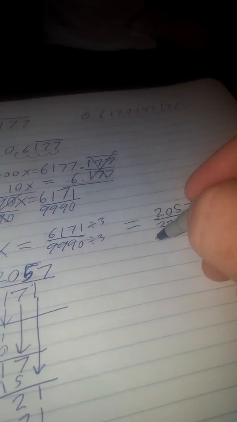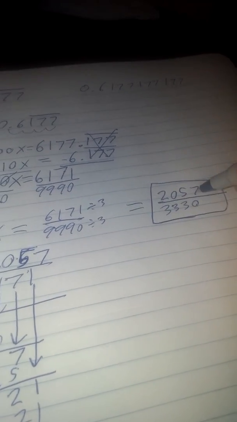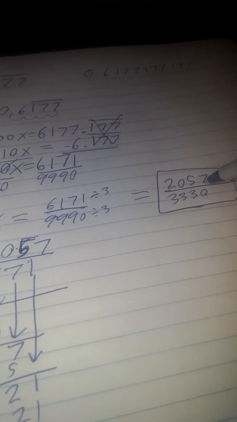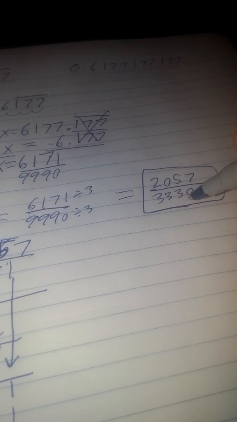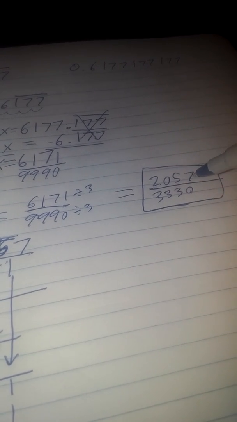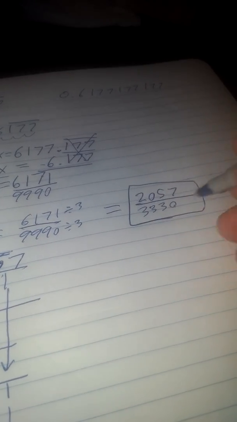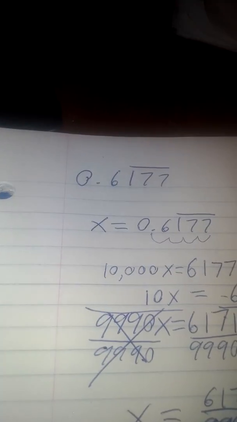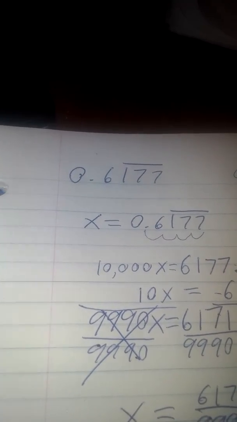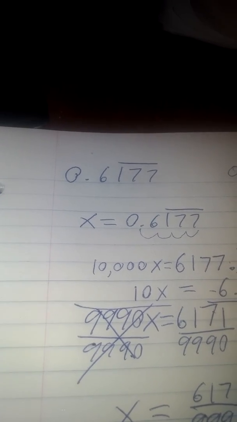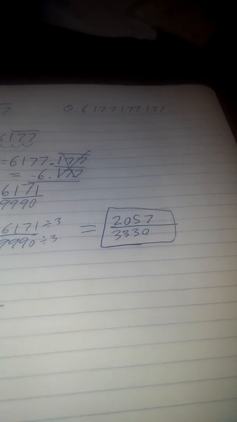So here is my answer. 2,057 over 3,330. So that's 2,057 over 3,330 is the same as 0.6177 with a 177 repeating. And we are done.